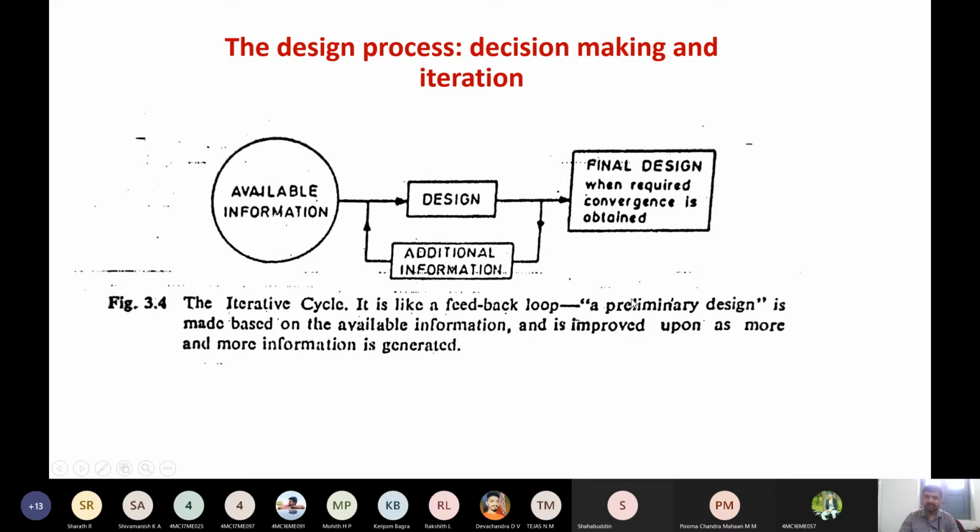It is like a feedback loop. A preliminary design is made based on the available information and is improved upon as more and more information is generated. The best example of decision making under uncertainty or with very limited information is the decisions taken by our policymakers in order to fight the corona pandemic.